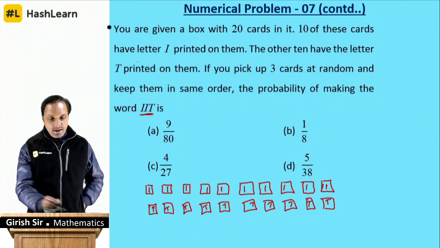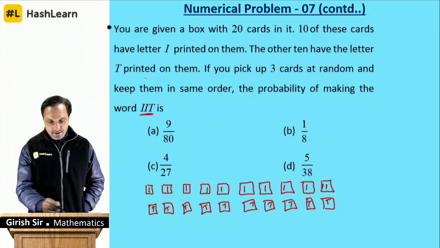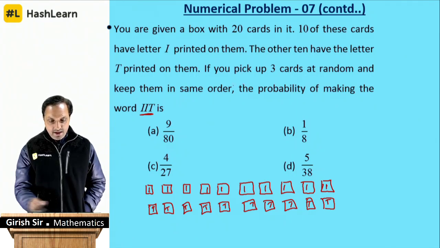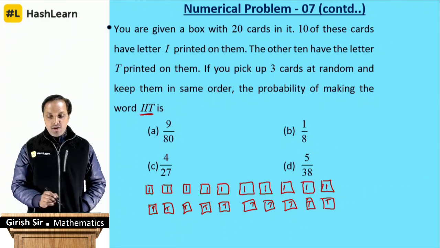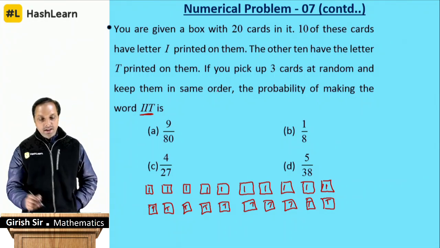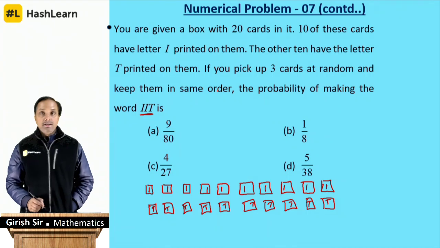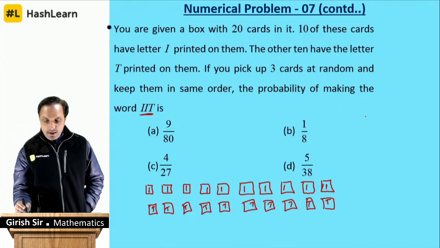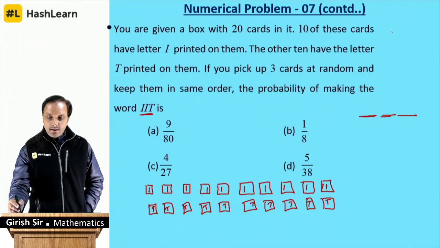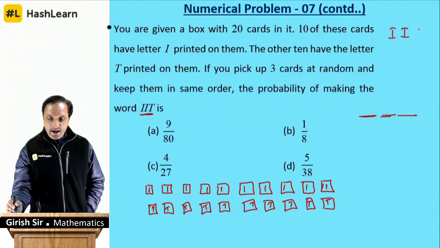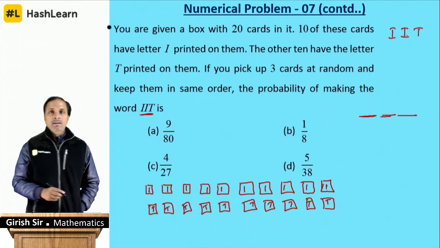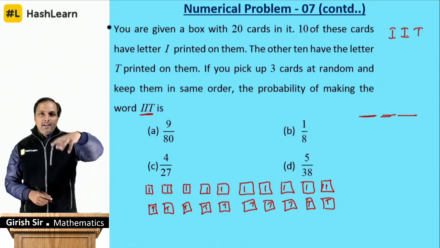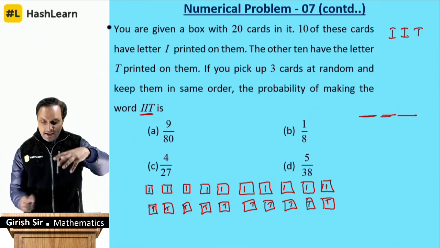So 10 of these cards have I printed, the other 10 have T letters printed. If you pick up 3 cards at random and keep them in the same order, the probability of making the word IIT. Okay, so in the order you need to take. So what is the probability of getting I and T? Chalo, let us take the first case, first blank.